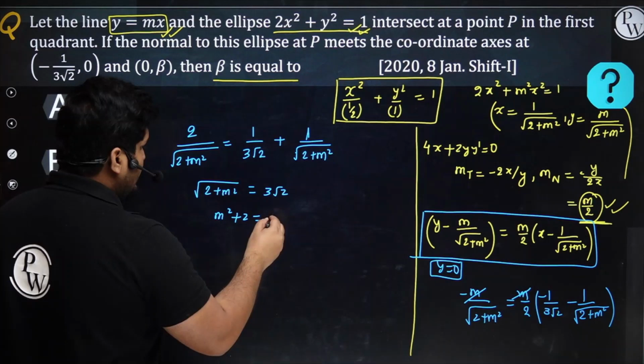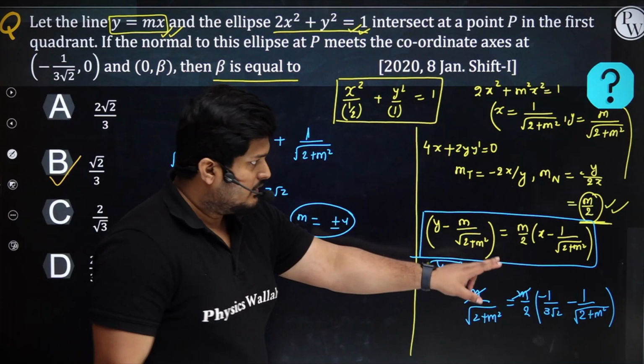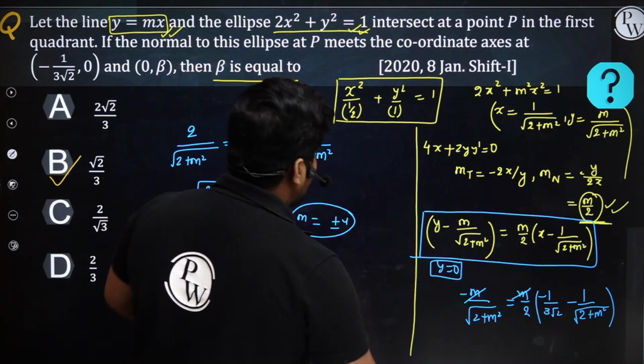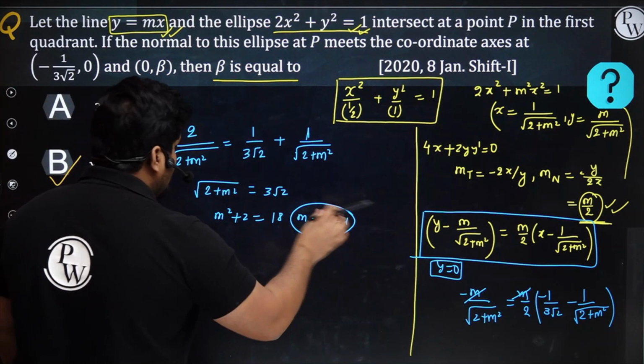So m is coming out to be what? Plus 4 or minus 4. Right? Slope has two values, plus 4 or minus 4. Now to find beta, we know that it is in the first quadrant. Now what is beta here? When I put x equal to 0, so y, that is beta, minus m upon the root of 2 plus m square, which is 3 root 2, right? This thing is 3 root 2.